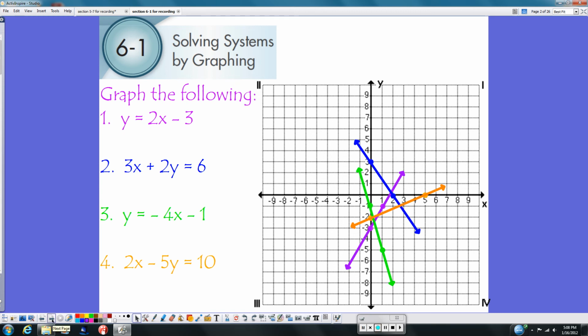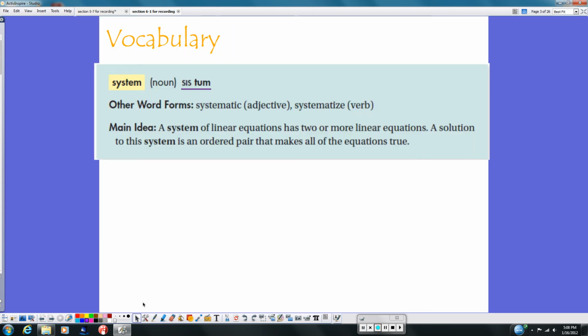We're going to need that today because, again, we're going to be solving what's called systems by using graphing. So what is a system? Well, a system of linear equations has two or more linear equations, and a solution to this system is an ordered pair that makes all of the equations true.